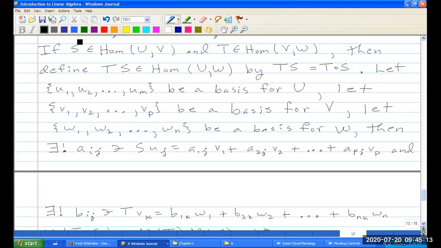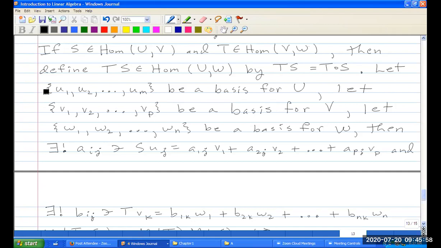Okay, so if S is a linear transformation from the vector space U into the vector space V, and T is a linear transformation from the vector space V into the vector space W, then we will define TS as a linear transformation from U to W by composition. And so it's just T composed with S.